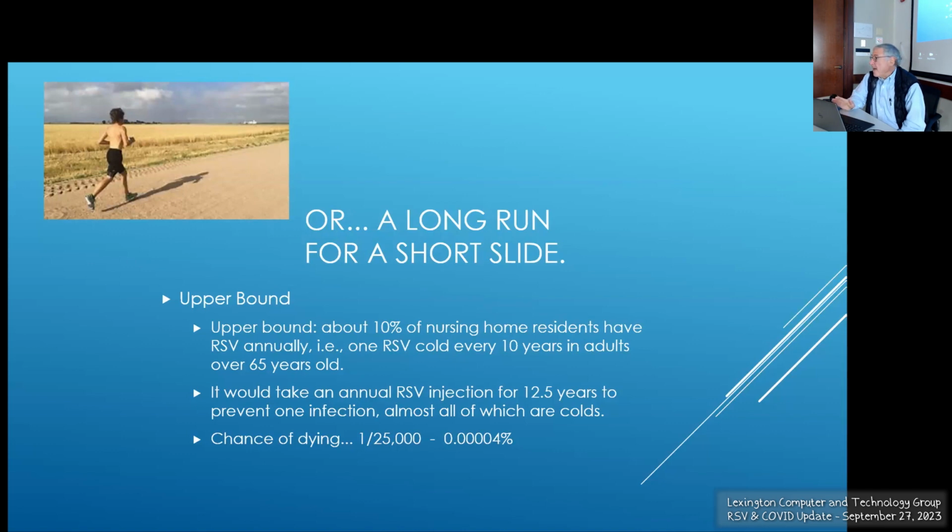So we're going to take a long run for a short slide here. We're just going to use upper bounds because that's all I can figure out. If we take the upper bound, 10% of nursing home residents annually have RSV. That's one RSV case per resident every 10 years. So we would take an annual, and now that's the upper bound, so we'll apply it to the 50 million. Annual RSV injection for 12 and a half years to prevent one infection, almost all of which are colds. So that's kind of a long run for a short slide.